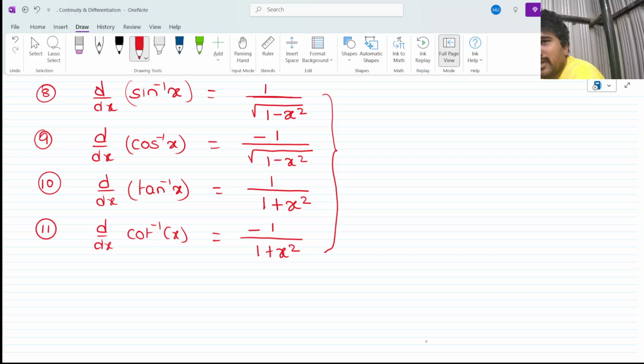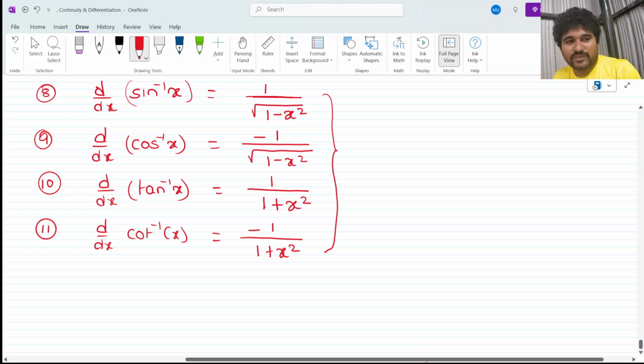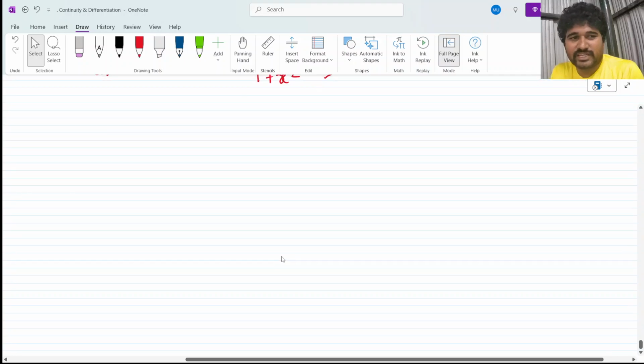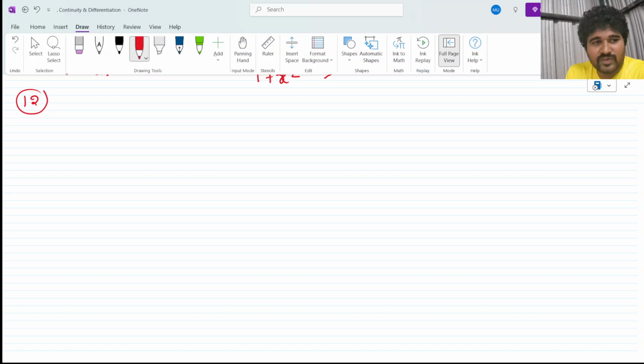Is that clear for everybody? Yes or no? Any confusion? Sure, no confusion. Very good. Understood? Yes. Next formula. 12th formula. See here. d by dx of e power x is e power x only. E power x only. Okay.